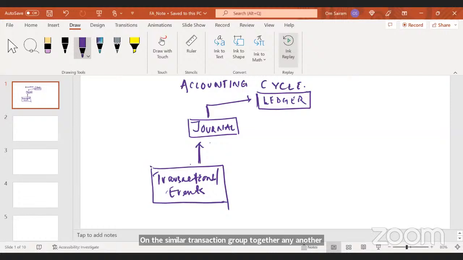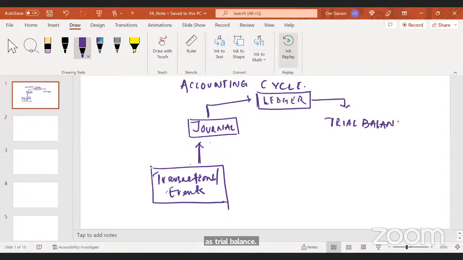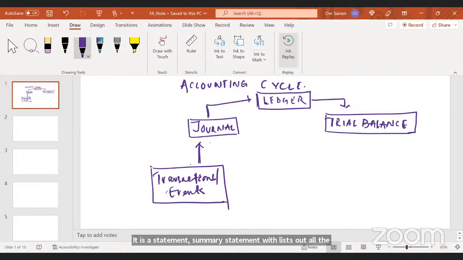After posting them into the ledger, we have to prepare one summary statement. This is known as the trial balance. It is a summary statement which lists all the debits and all the credits relating to the various accounts. After preparation of the summary statement, we are able to know that our total debit must be equal to total credit.